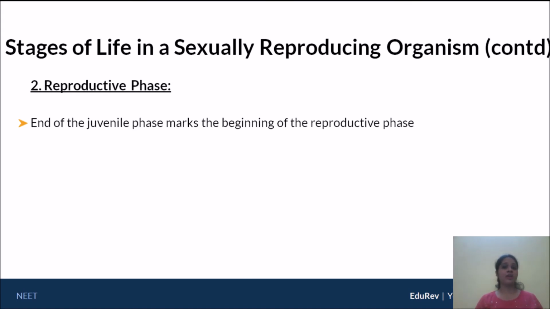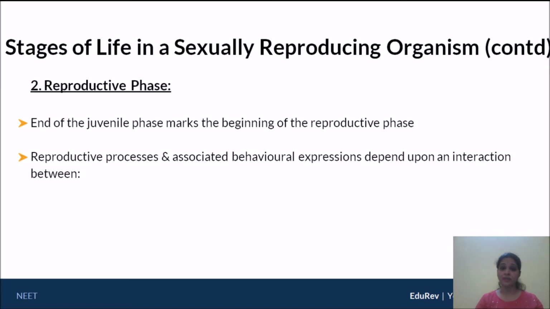So the moment you transit from the juvenile, you now enter the reproductive. So the end of the juvenile implies the beginning of the reproductive. Okay. Now we're going to study reproductive phases separately for plants and separately in case of animals.